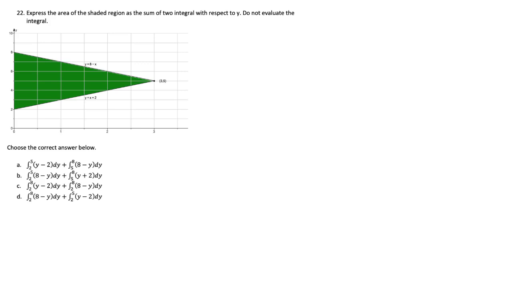Express the area of the shaded region as the sum of two integrals with respect to y. Do not evaluate the integral. Because we're integrating with respect to y, we need to solve each of the equations given in the graph for x. So we have y is equal to 8 minus x on the interval from 0 to 3, which implies that x is equal to 8 minus y for y in the interval from 5 to 8. Doing the same thing for the second equation, we have x is equal to y minus 2 for y in the interval from 2 to 5.